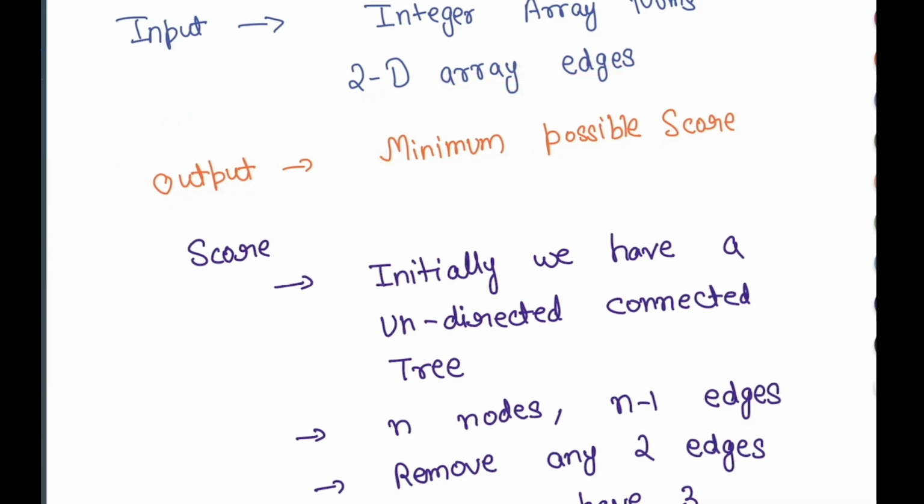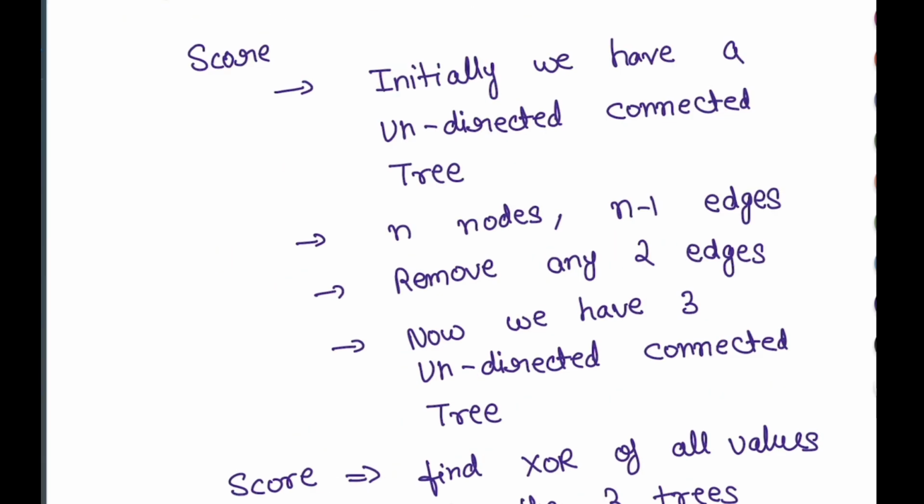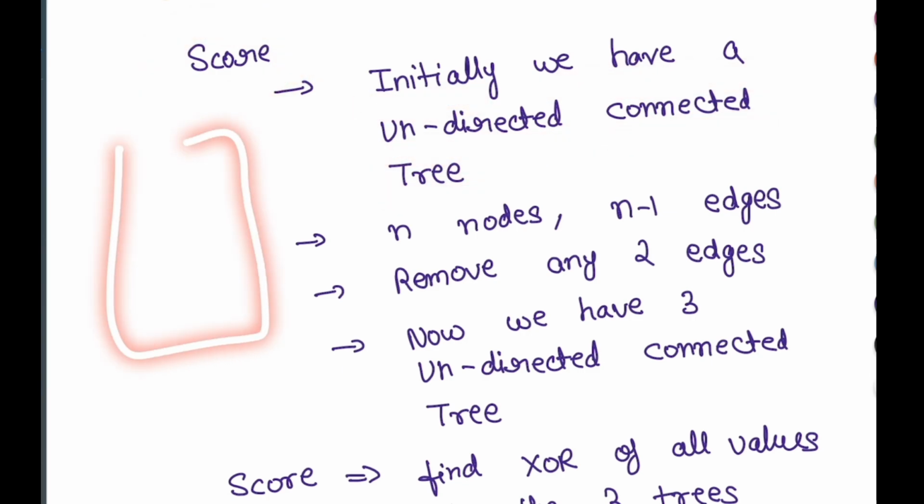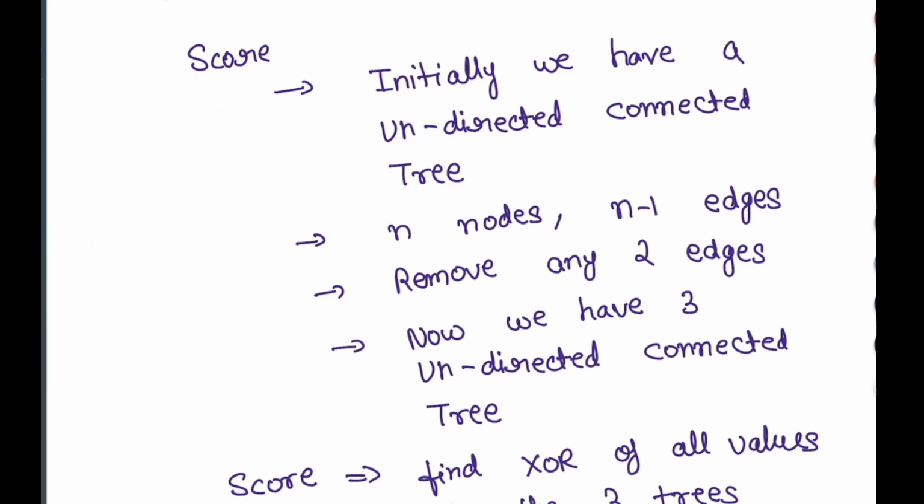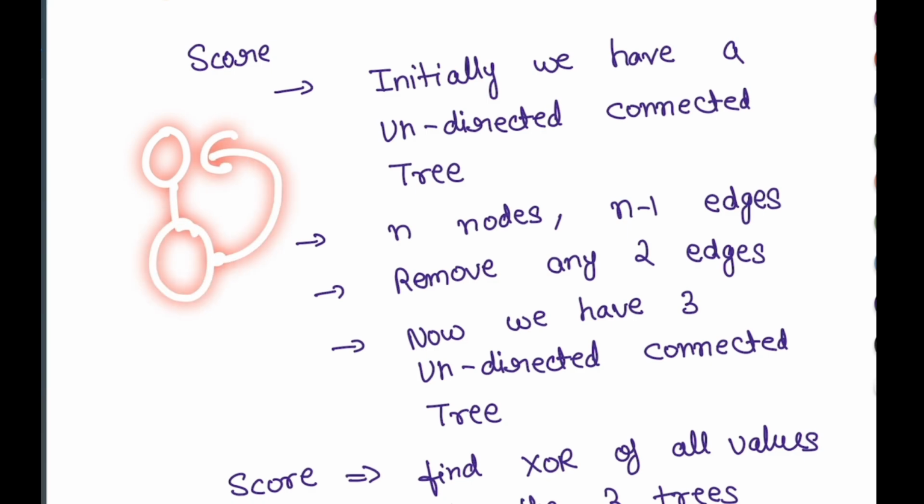Now it is important to understand how we can find the score, but our goal is, once we understand how to find the score, to find that score which is the minimum possible for the given input. Now how to find a score? Initially we have an undirected connected tree. We have a tree which is connected, that is, all the nodes of the tree are connected, right? And it is undirected. When we say undirected, it means that if two nodes are connected, we can go from this node to this one and from this node to this one as well. There is no certain direction.